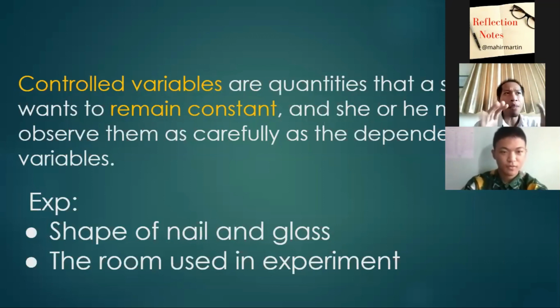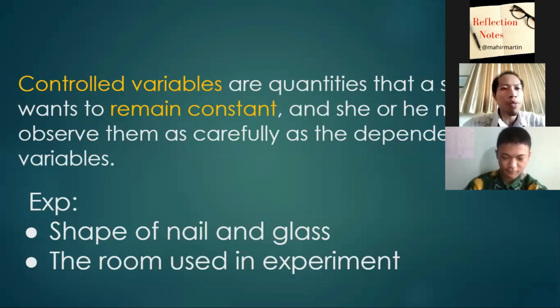So if the variable is not changing from one treatment to another treatment, then that variable we call the control variables. What are those control variables in our experiment? It is the shape of the nail. Is it the same, right? The shape of the nail. The shape of the glass, it is the same. So it is a control variable. And the room that you use, they are put in the same room. So it is also a control variable.